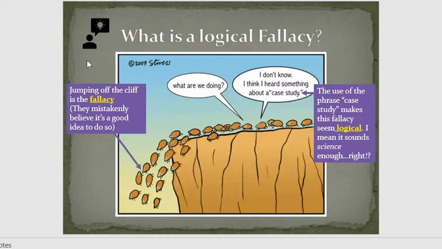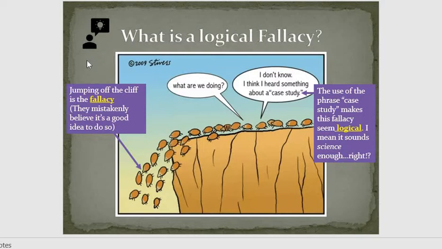We assume that if something's logical, it's more than just an opinion or a feeling. We assume that there's some fact behind it. So the reason that this image portrays a logical fallacy is because one of the lemmings shouts, "I don't know, I think I heard something about a case study." Now, the use of the phrase case study makes this fallacy, or these lemmings jumping off the cliff, seem logical, because case study sounds science-ish, doesn't it?